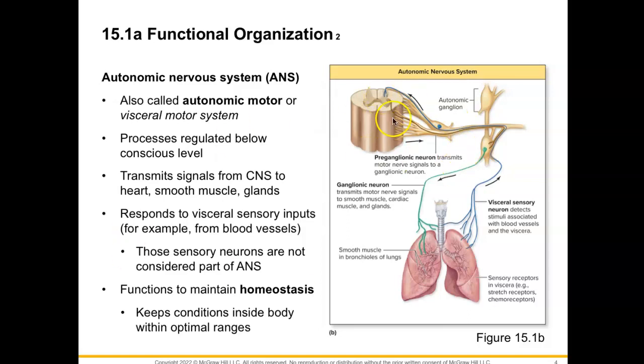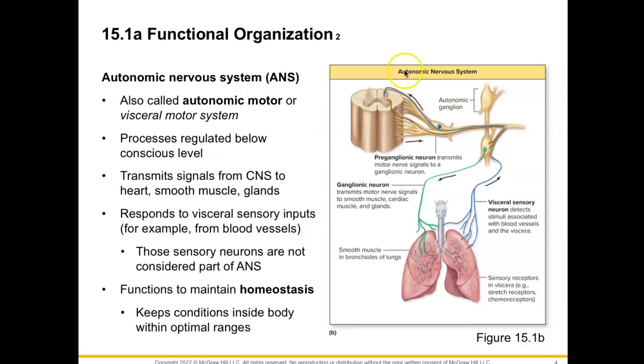It is going to have motor neurons as a part of its system, and we're going to dive into that detail soon. But first we need to mention that our autonomic nervous system is functioning in order to maintain homeostasis, keeping conditions inside our body within optimal ranges.